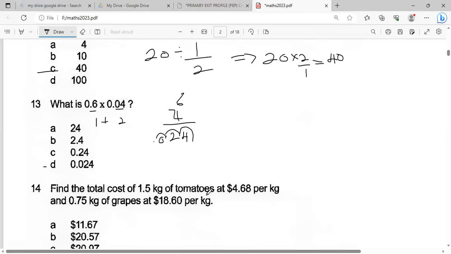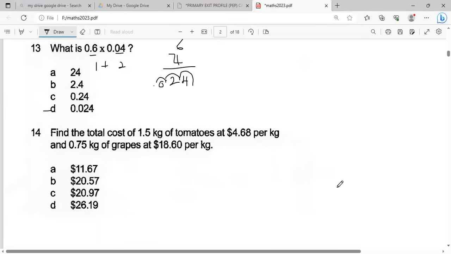Number 4 says, find the total cost of 1.5 kilograms of tomatoes at $4.68. So as I always show you guys, 1 kilogram would be this, right? And half would be half of this. So we divide 2 into 4, and 2 into that. So this represents the tomatoes. And then it says 0.5 of this, so that's the same as 3/4.